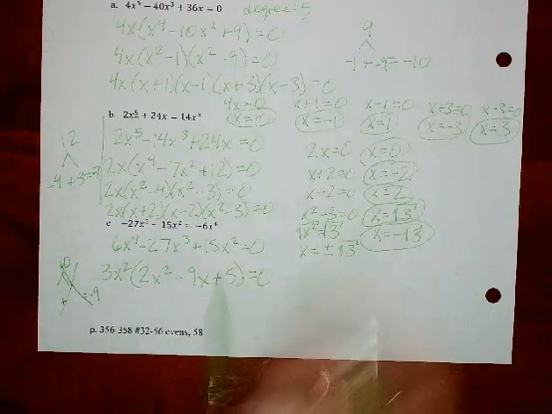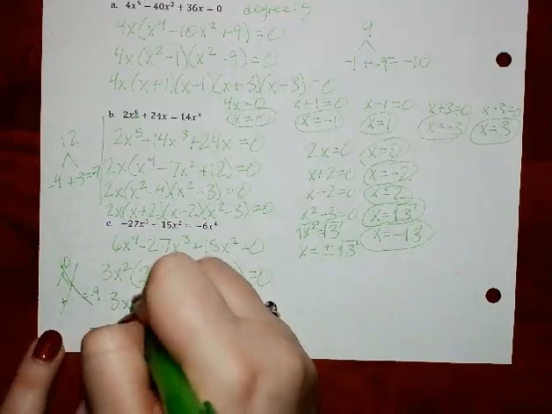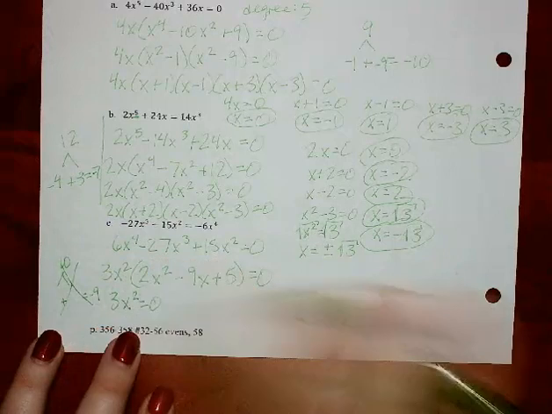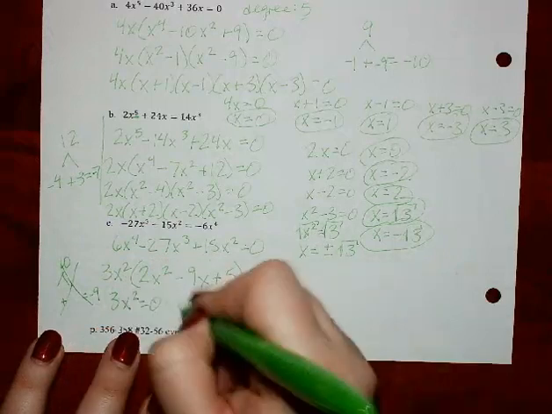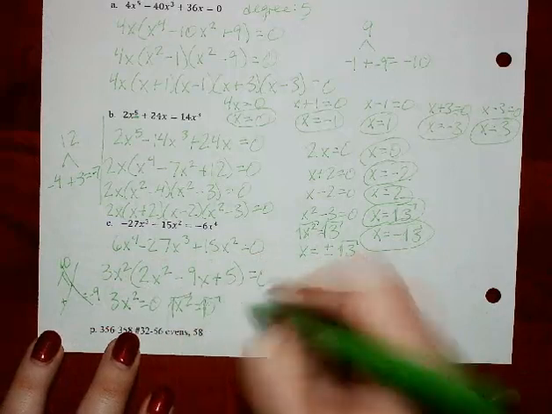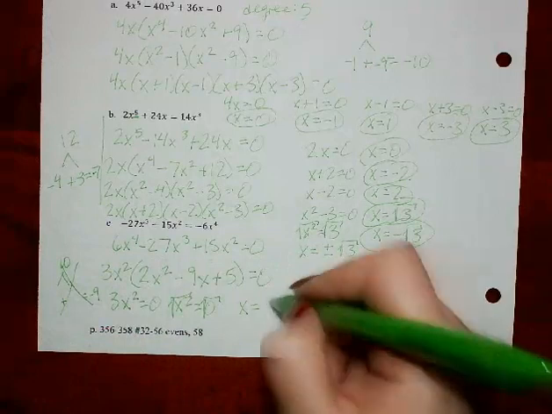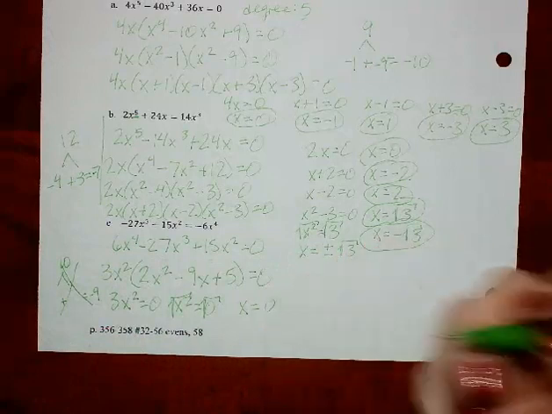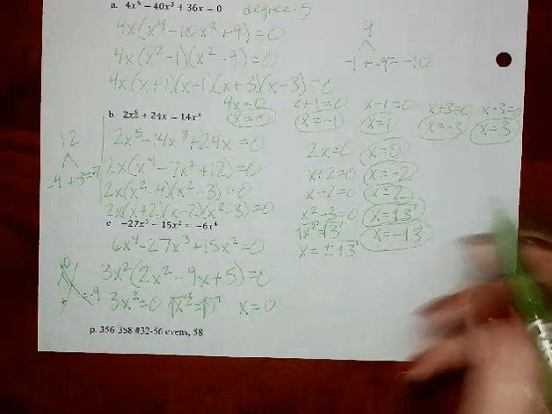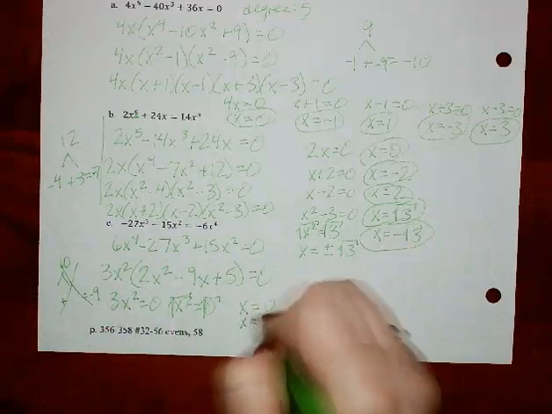So now we set each part equal to 0. 3x squared equals 0. We divide by 3, we get x squared equals 0. Then we take the square root, and we get x equals positive or negative 0. 0 can't be positive or negative. It has no sign, but it happens twice. So we get x equals 0 and x equals 0.